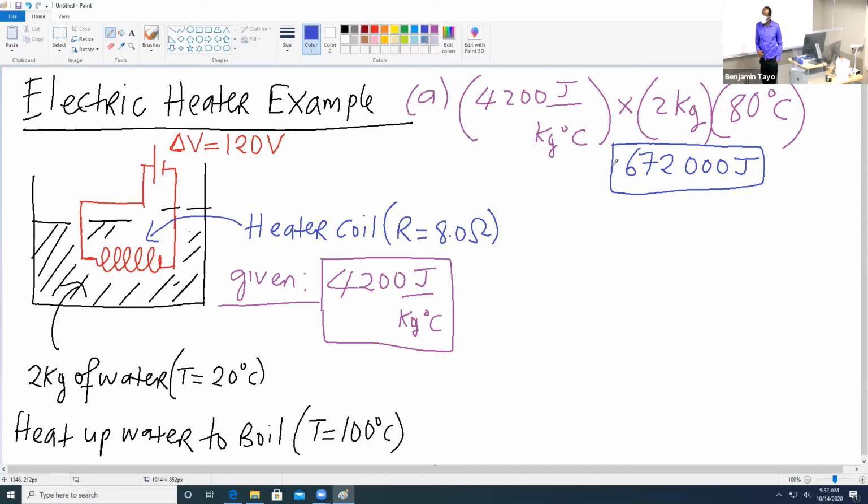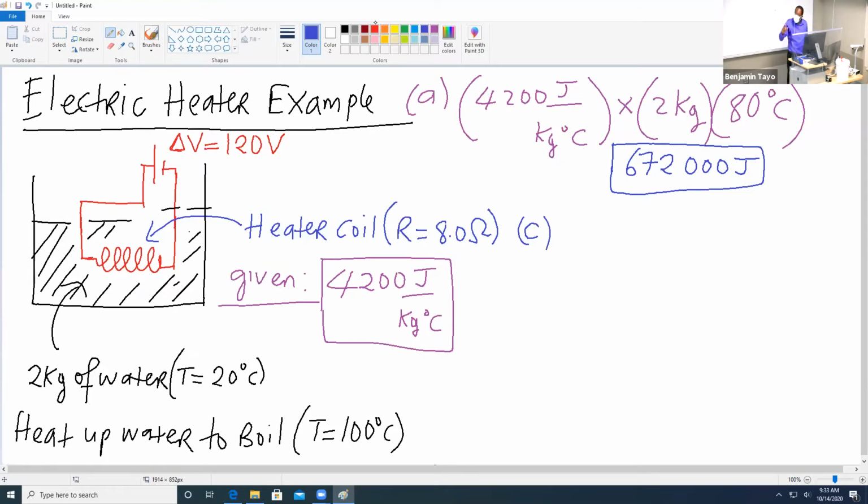The question is, how long is it going to take for that water to boil? Assuming that you have a heater with a resistance of 8.0 ohms, connected to a battery that delivers 120 volts, right? So what we can do is calculate the electrical current. So I can calculate my current.